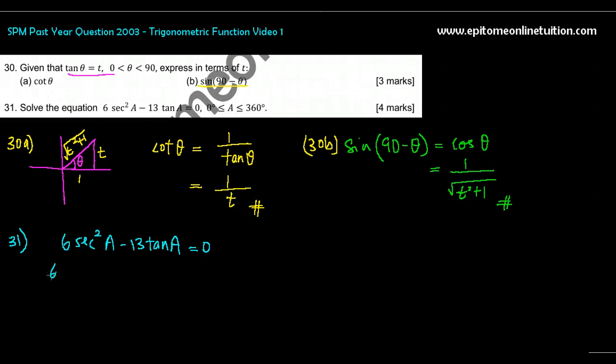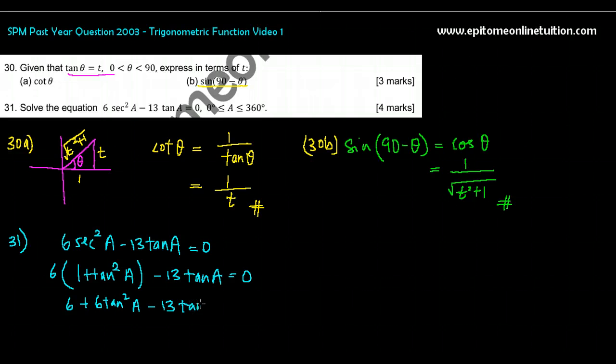So that's 6 times (1 plus tangent square A) minus tangent A equals to 0. Remember, secant square is 1 plus tangent square A, not theta. Just because the formula list is given in theta, you don't put theta here. So now you have converted everything in the equation into tangent. That's pretty easy, right? So now expand the bracket. That's 6 tangent square A minus 13 tangent A equals to 0.